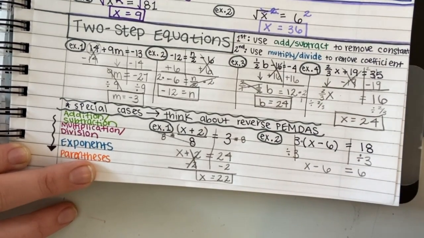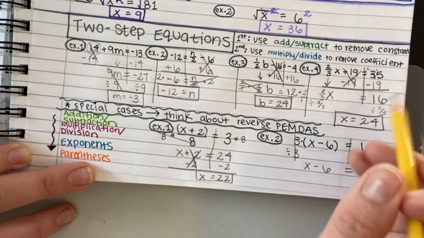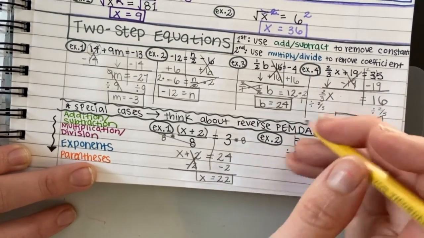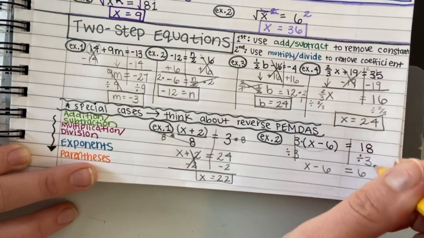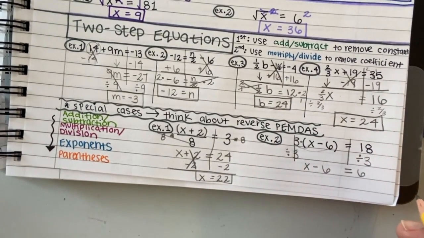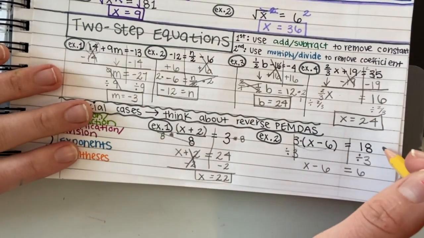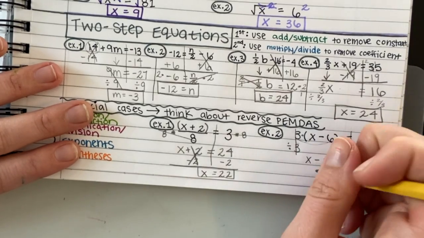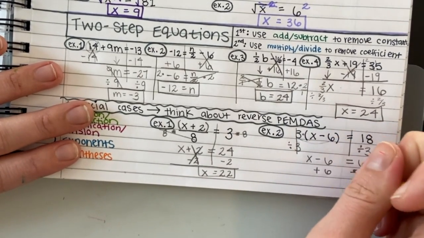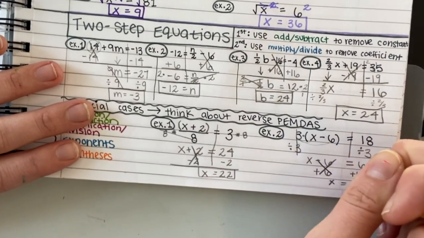And what I need to think about here is that I could have done the distributive property and just followed my normal steps, but I'm just trying to show you how reverse PEMDAS works. So I divided both sides by 3, and now I have x minus 6 equals 6. I need to add 6 to both sides to get rid of this minus 6, and I get x equals 12.